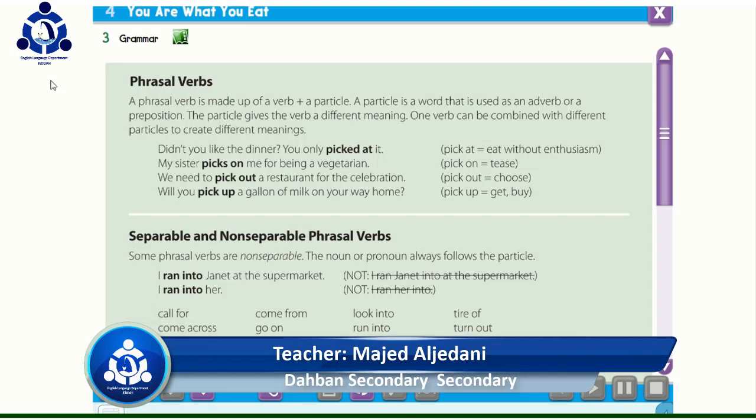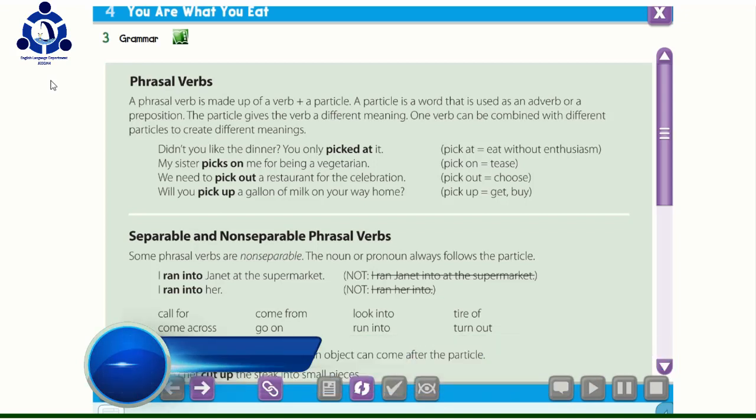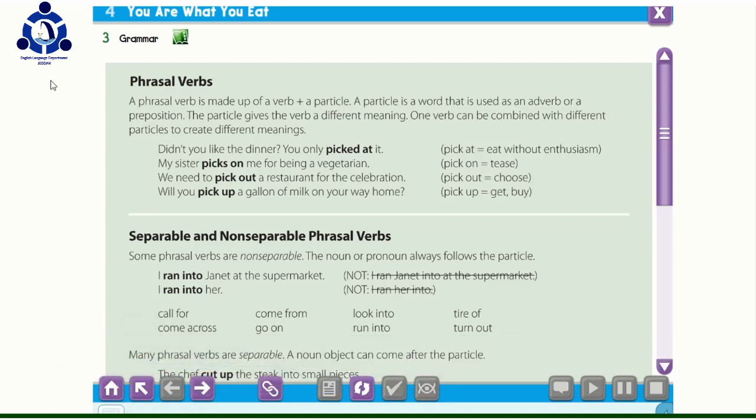Good morning, students. Today we're going to have a Unit 4 lesson, a grammar lesson, page 56. Phrasal verbs. What are phrasal verbs? A phrasal verb is made up of a verb plus a particle. So, a verb plus a particle.